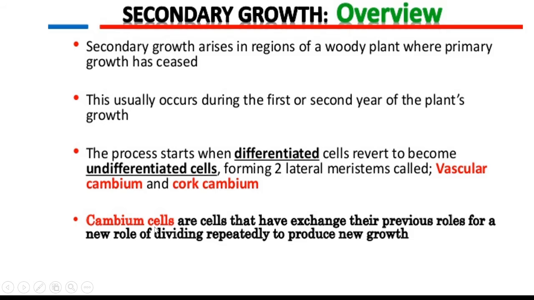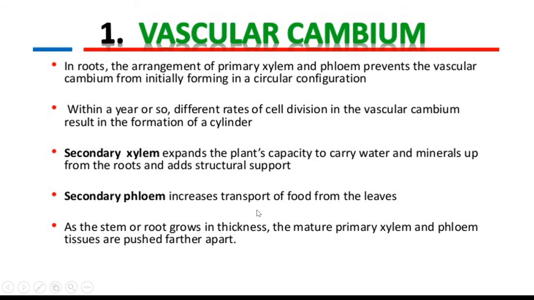So cambium is the main responsible tissue behind secondary growth. There are two kinds of cambium, vascular cambium and the cork cambium. What do we mean by this cambium? This is a lateral meristem. That is, the differentiated cells in the primary growth revert to become undifferentiated and form the lateral meristem. These two kinds of cambium are called vascular cambium and the cork cambium.